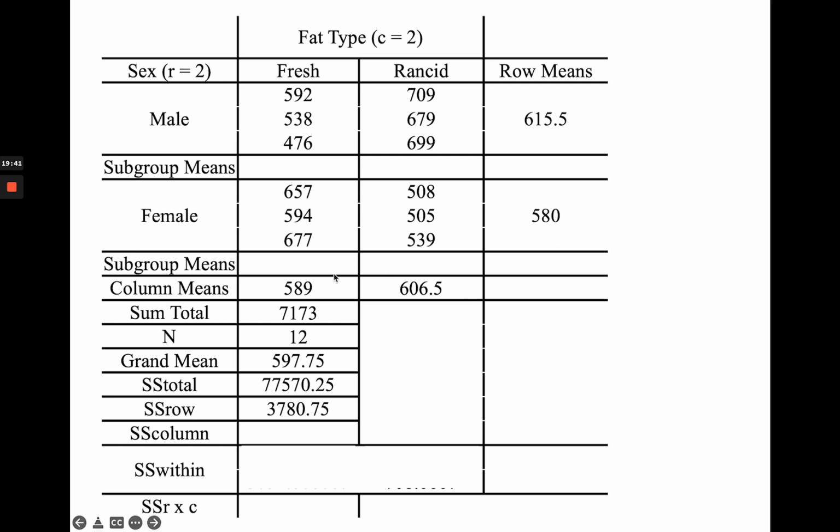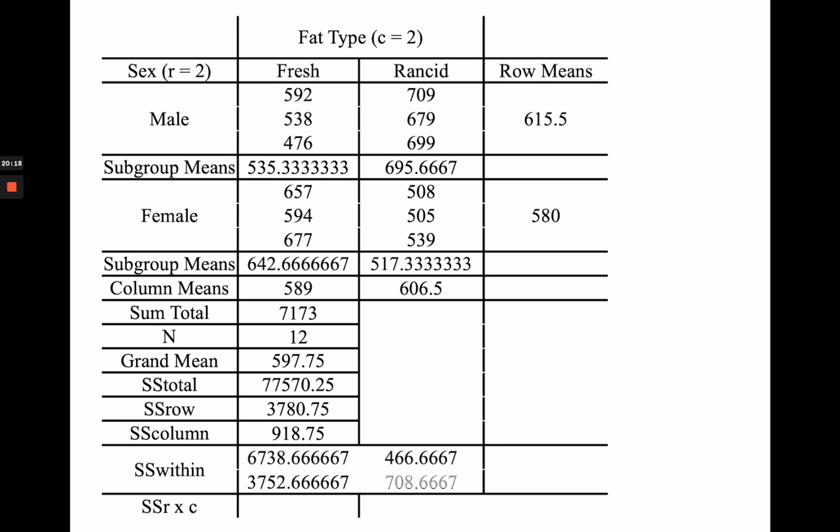So when we take 589 minus the grand mean, square that, 606 minus the grand mean and square that, add those together, multiply it times 6, you find that this adds up to 918.75. You'll recall that this is what the interaction term was in the previous manifestation of this example. Sum of squares within is still calculated the same way. The only thing that has changed is that this mean was fresh before and now it's rancid, and this mean was rancid before and now it's fresh. So all that does is change where these things appear in this matrix of sum squares within, but the sum squares within still adds up to the same value.